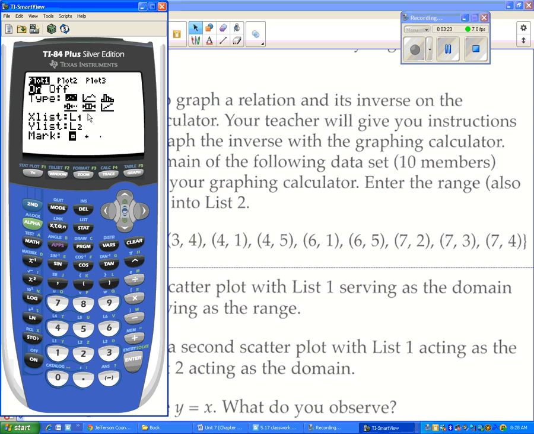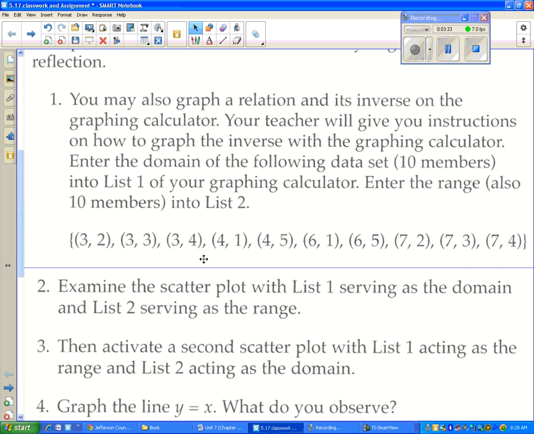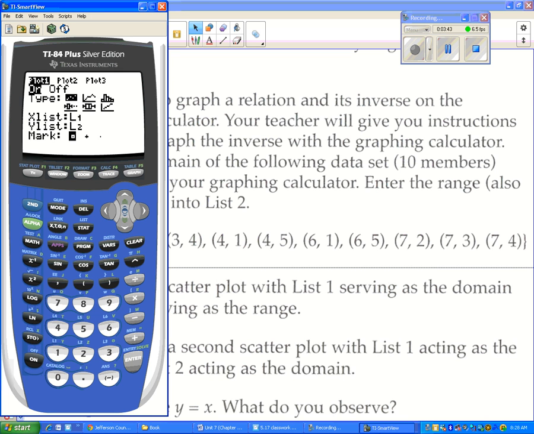The X list needs to be L1. The Y list needs to be L2. And let's do the mark as the little square. I'm going to look at my list and realize my X's go from 3 to 7. My Y's go from 1 to 5. So I'm going to hit window. I'm going to make my X's go from 0 to 10, and my Y's go from 0 to 10. So that when I graph, this is the picture that I get.